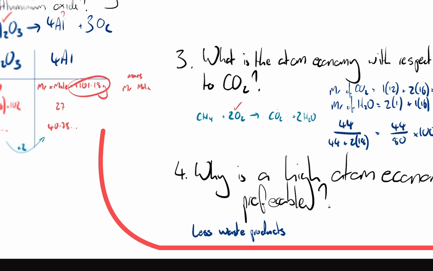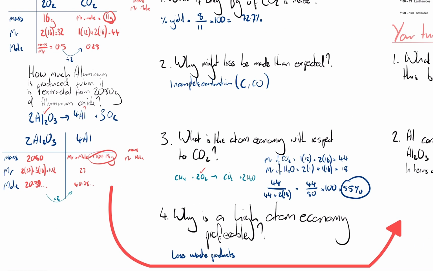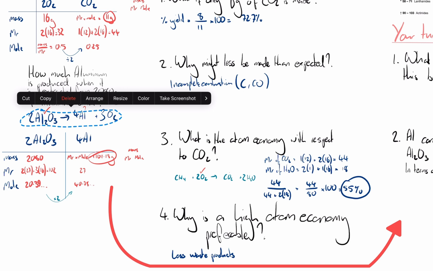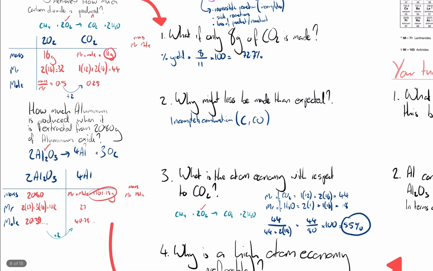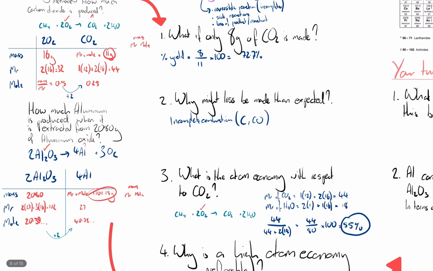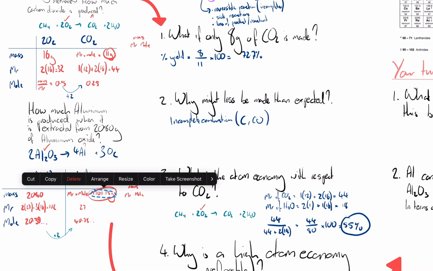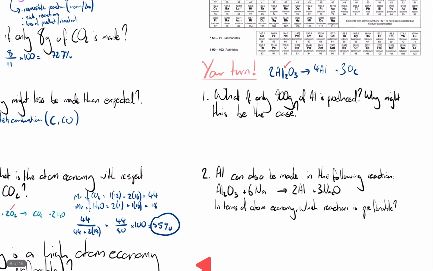Perfect. So, the questions I want you to give a go are in relation to the aluminium here. Again, let's take this, and here are the theoretical yield of aluminium. Is it 1001.18 grams? Give that a go.